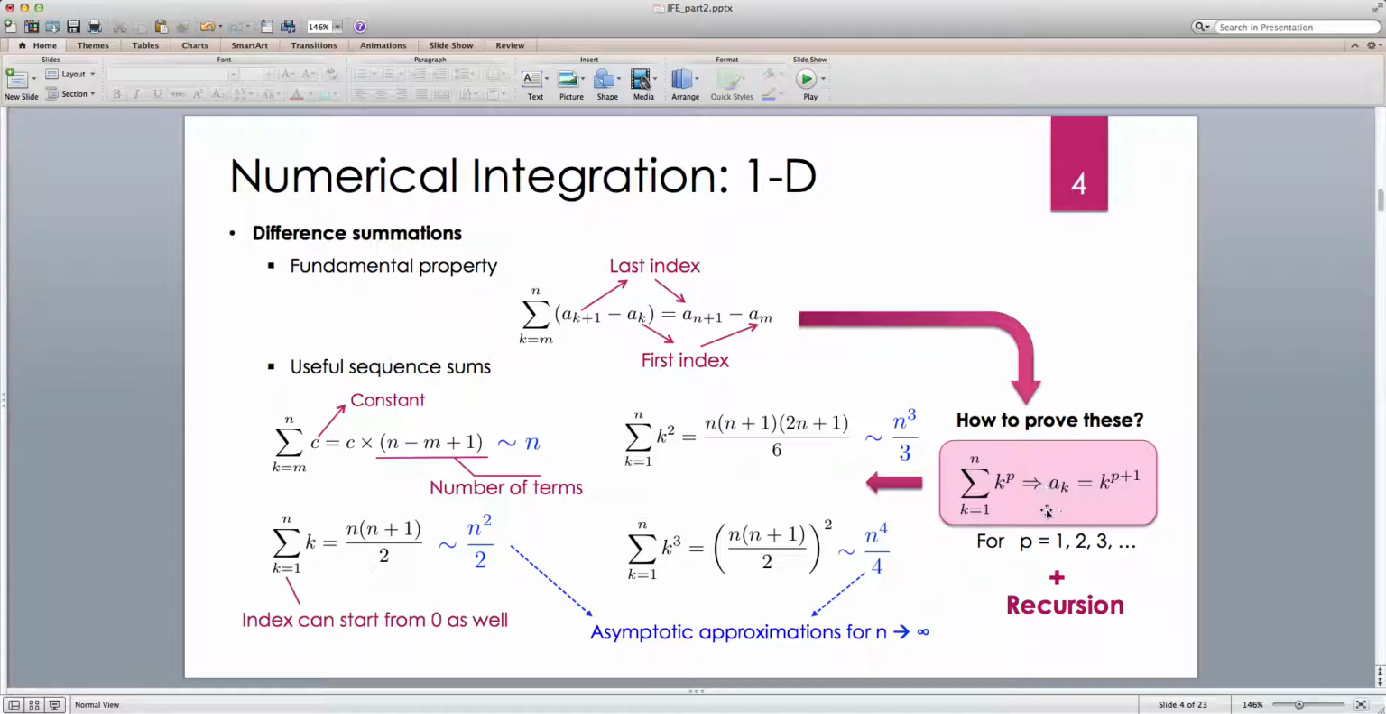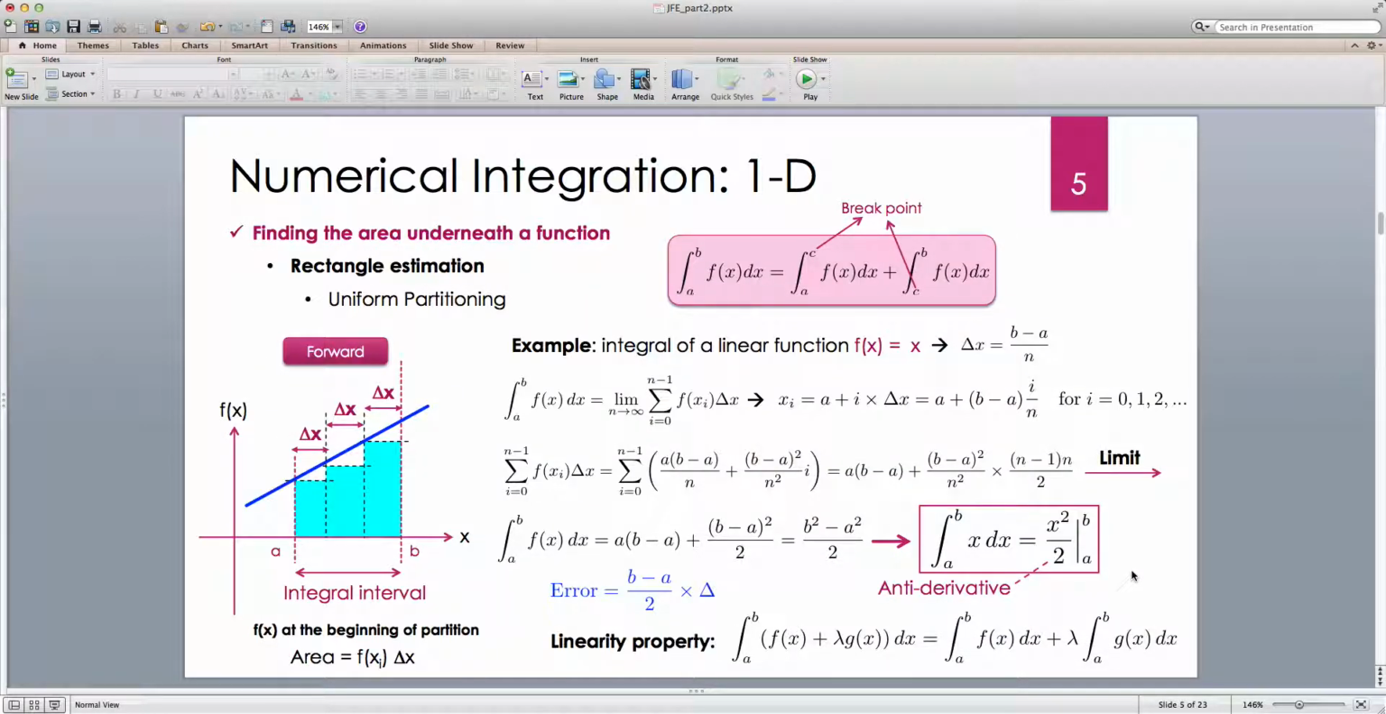So we use this method, this technique of difference summation and the recursion that helps us backtrack the results and find the sum of k cubed by knowing the results for k squared, k, and 1. Alright? Now, how do we use this? Let's look at an example.